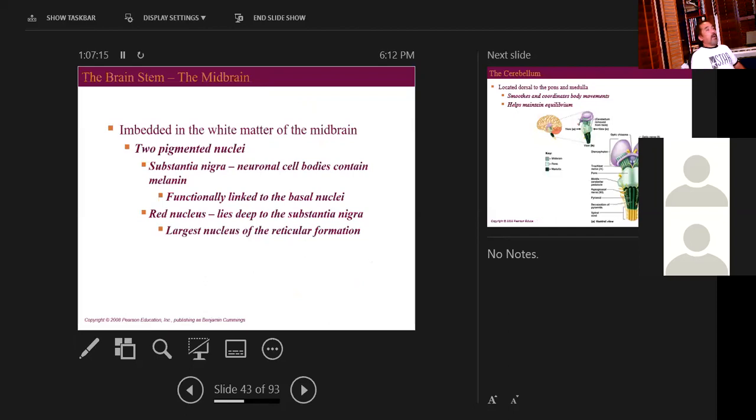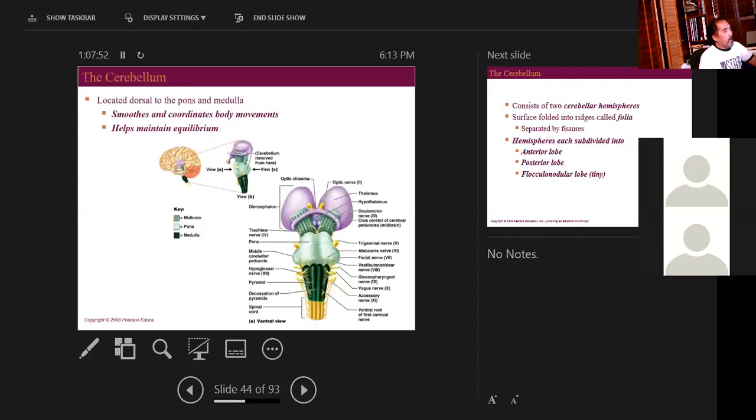One of the things located in the midbrain, two important pigmented nuclei, is actually called the substantia nigra, which is made out of neuron cell bodies that contain melanin, and it's linked to the basal nuclei, and the other one is called the red nucleus. It lies deep to the substantia nigra. These are things that are associated with Parkinsonism, in that area of the midbrain. But Parkinsonism is actually more about the lack of the neurotransmitter dopamine.